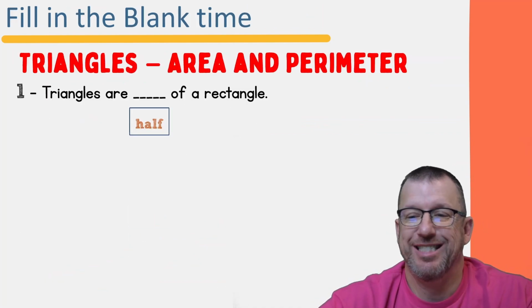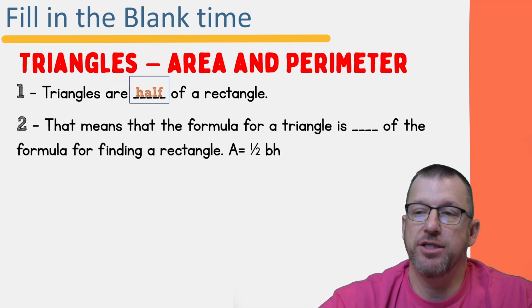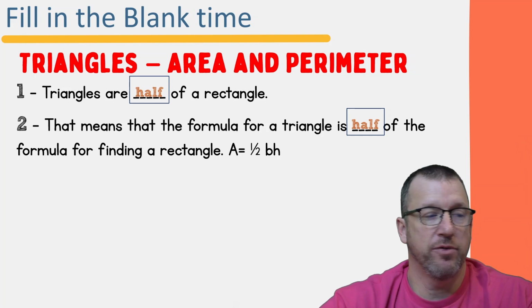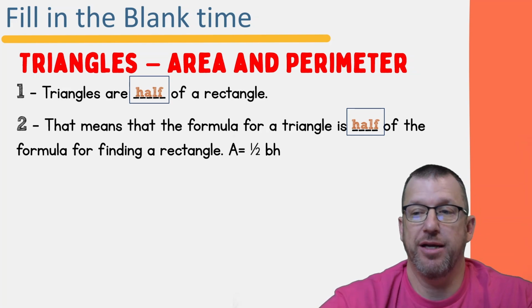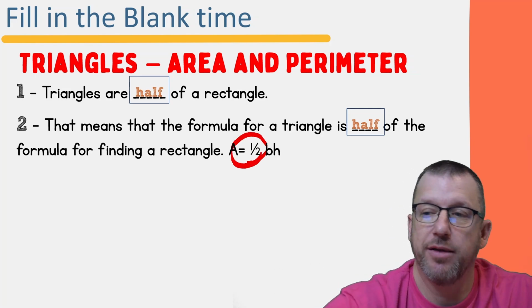Triangles are what? They're half of a rectangle. And if they're half of a rectangle, that means the formula for the triangle is half of the formula for finding a rectangle. How did we find area of a rectangle? Base times height. And what do we want to know about that? We want to know half of it. And that's why we cut it in half.